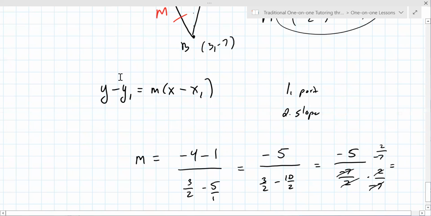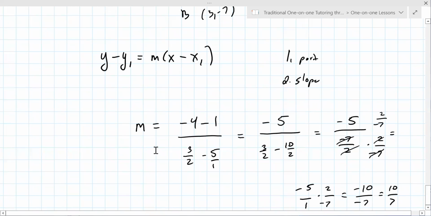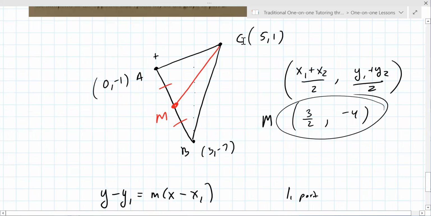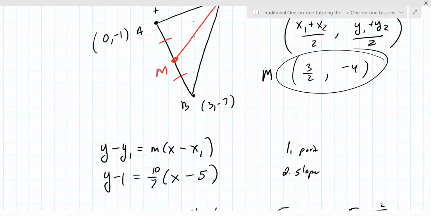So going back to this equation, you can use either point M or C, but we need the slope, which we have now, 10 over 7. I guess I would use point C. Yeah, it's just easier, no fractions. But you still got one there: y minus 4 equals 10/7 times x minus 5. So then I'm done with that part.